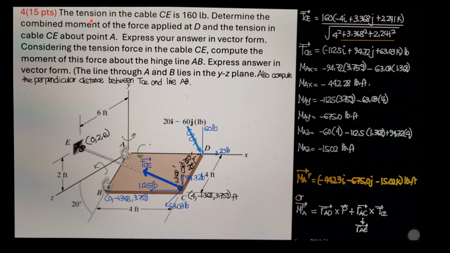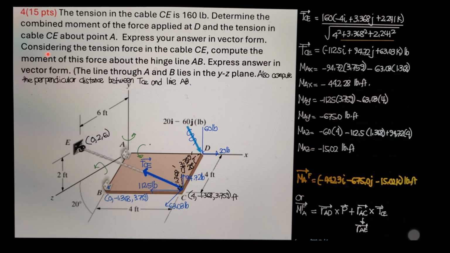The tension in the cable CE, which is from here to there, that's CE, is 160 pounds. Determine the combined moment of the force applied at D and the tension in cable CE about point A. So this is point A, the hinge point, and from the figure, A would be the origin, coordinate 0, 0, 0. Then express your answer in vector form.